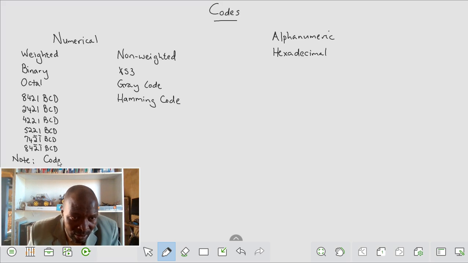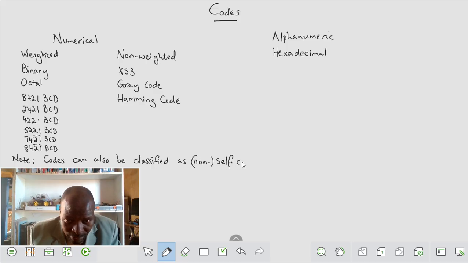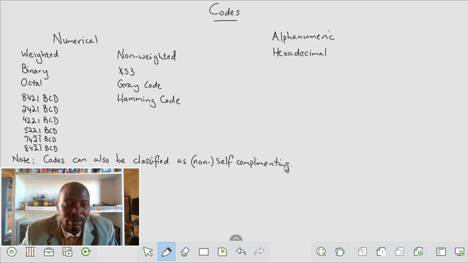The numerical codes can also be classified as non-self-complementing or self-complementing. This is for the numerical codes. They can either be self-complementing or non-self-complementing. All right, I'll come back to this.